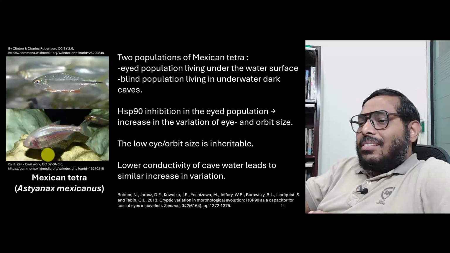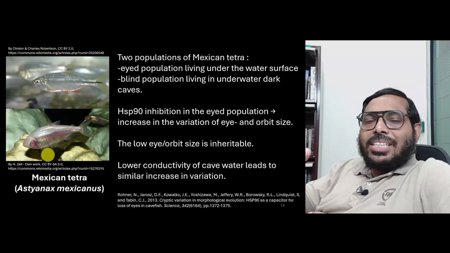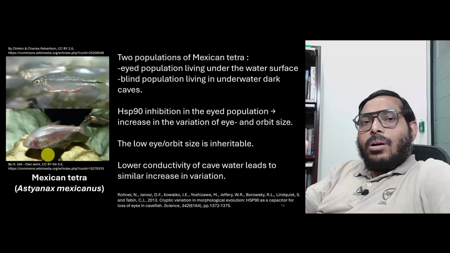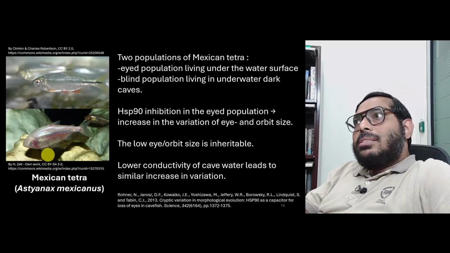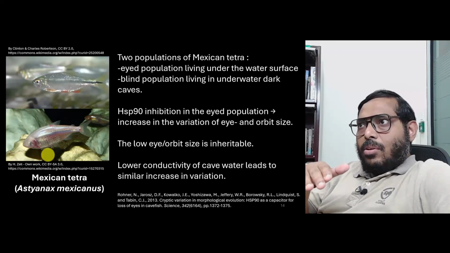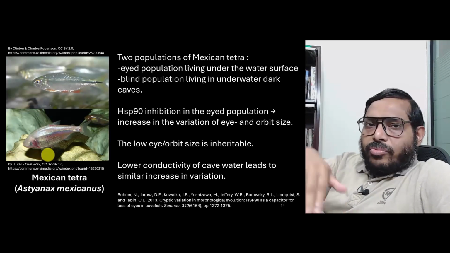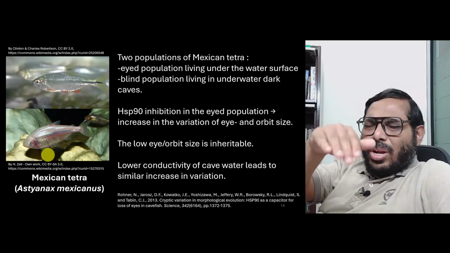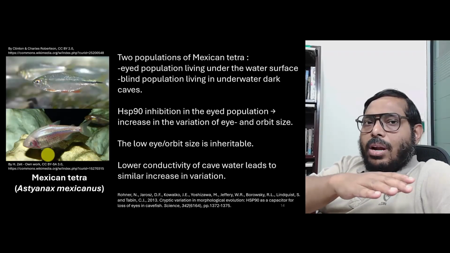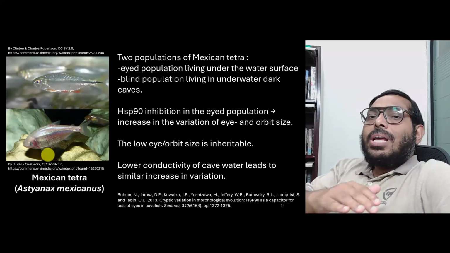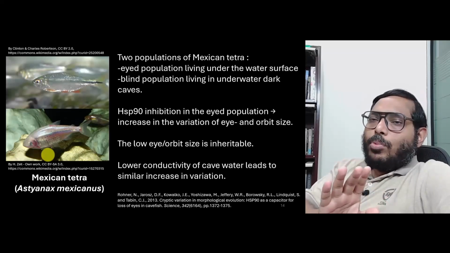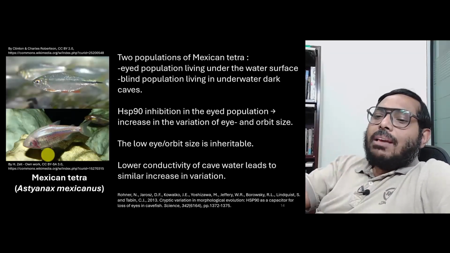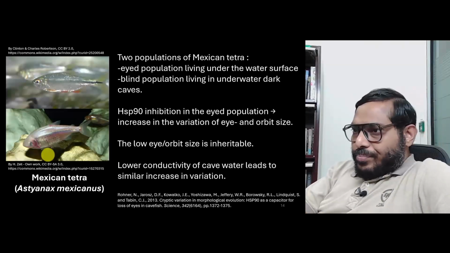As a result, there is a positive selection for low eye size, and as Rohner et al. had commented, this loss of eye for the surface fish going into the underground caves has actually happened multiple times. It is not a one time situation in one population, it has happened multiple times in the Mexican tetra.